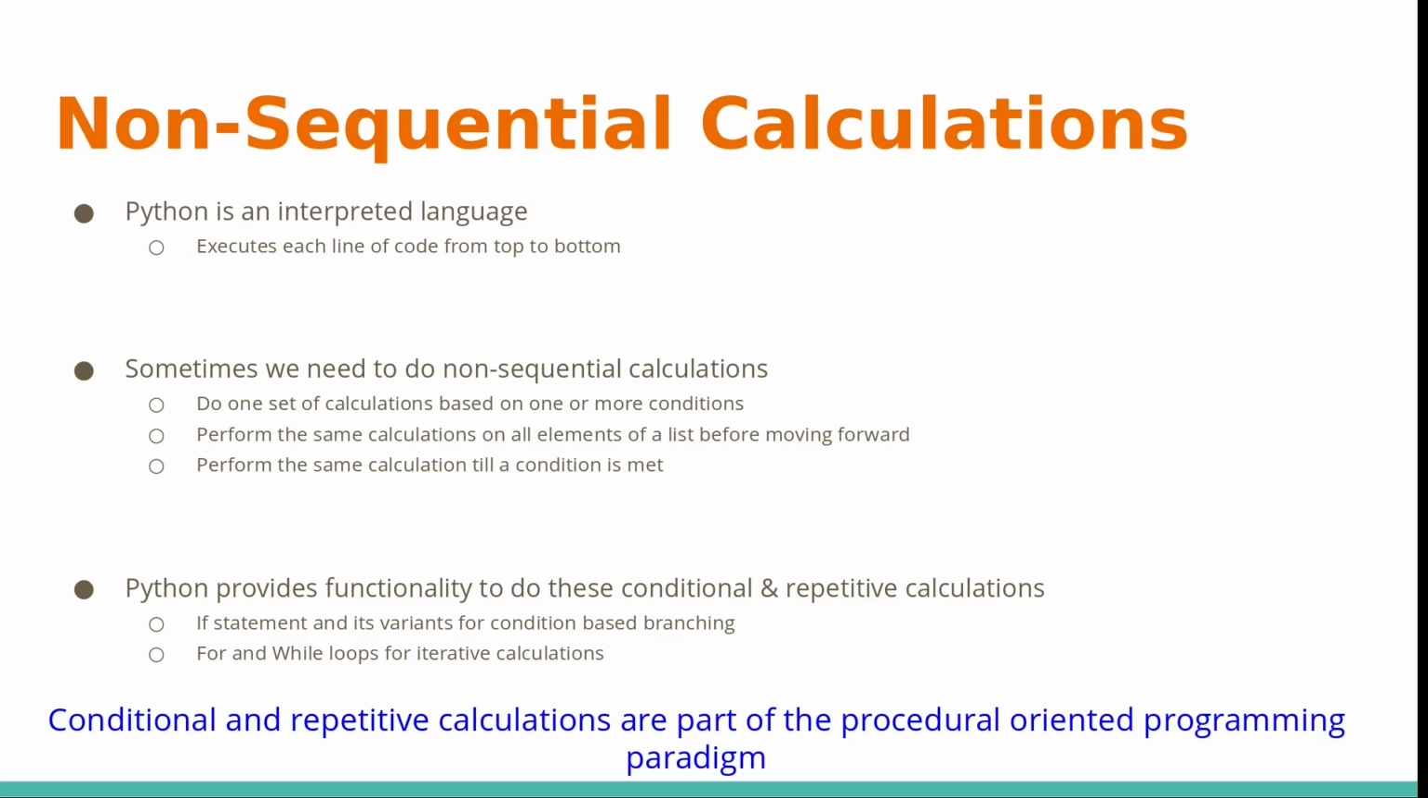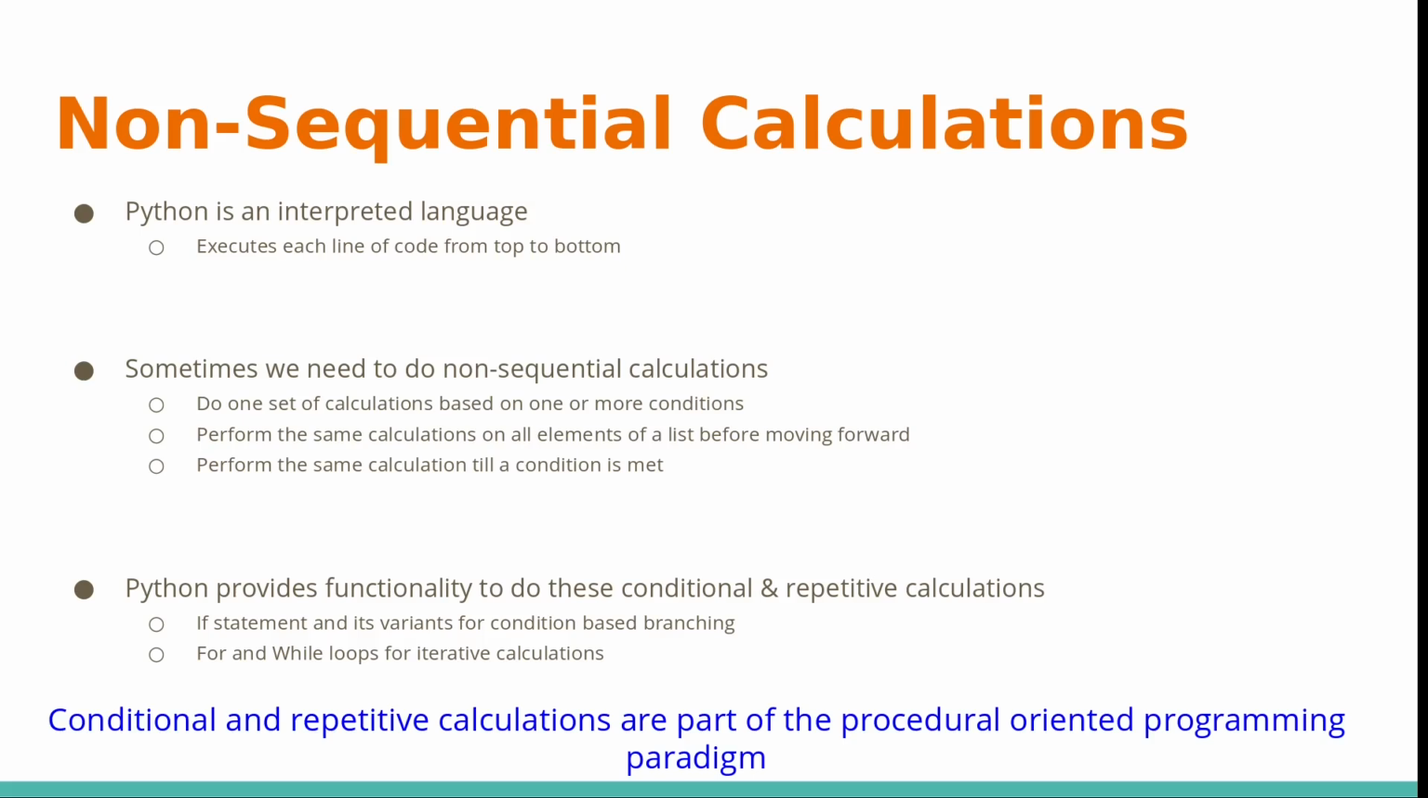Similarly, we might want to do the same calculations on all elements of a list or a tuple before moving forward. In other words, we want to go back and forth and loop through the entire list or tuple before we move forward. There are also cases where we want to keep doing some calculations until some condition is met. We don't know when this condition will be met, so we can't know for sure how many times we have to iterate before that condition is met. All these are non-sequential calculations, and Python provides us with functionality to do this conditional and repetitive calculation.